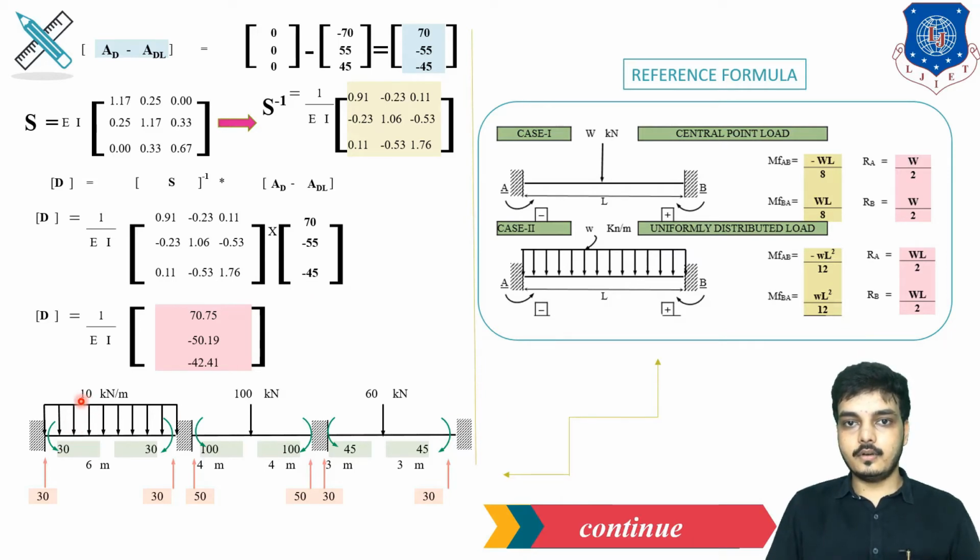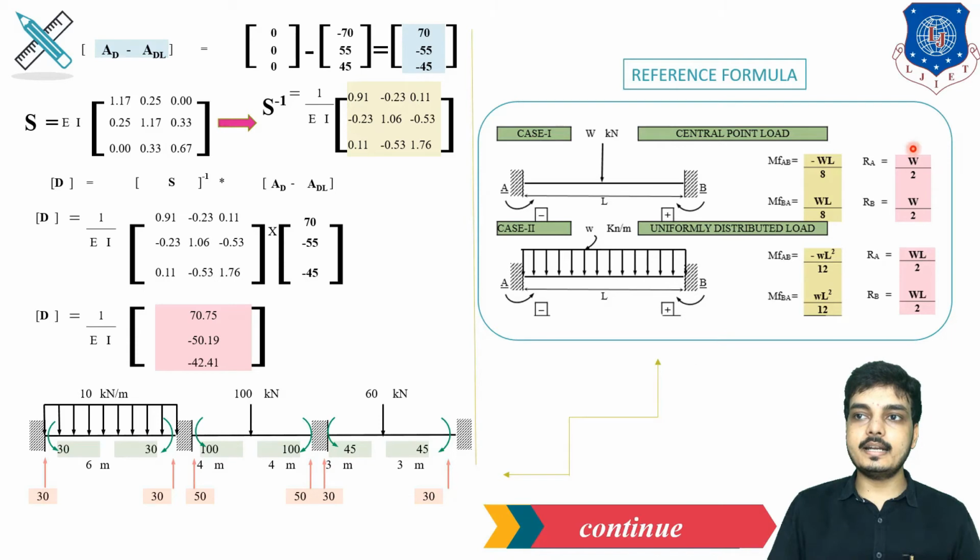Let's see. For this UDL we have to apply minus WL square by 8. In place of W we have to apply 10, and in place of L we have to apply 6. So by this we will be getting this 30 and 30. Here negative has been written, which is anti-clockwise, and for clockwise, positive. Similarly, for this moment, we have to apply the WL by 8 formula. So getting this value.